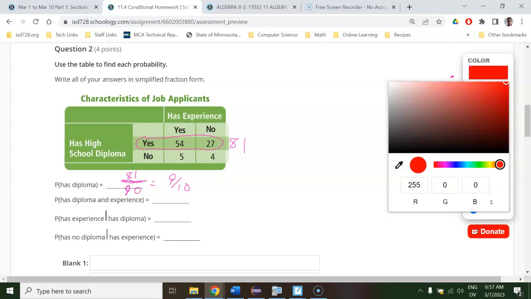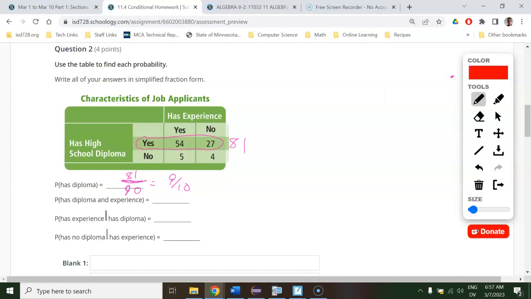Okay, part 2. Part 2 is has diploma and experience. So the denominator is everybody again, which is 90. Out of those 90, we're drawing one of them randomly, and how many have diploma and experience? That's yes, which is this. So that is 54 out of 90. If you clean that up, 3/5.